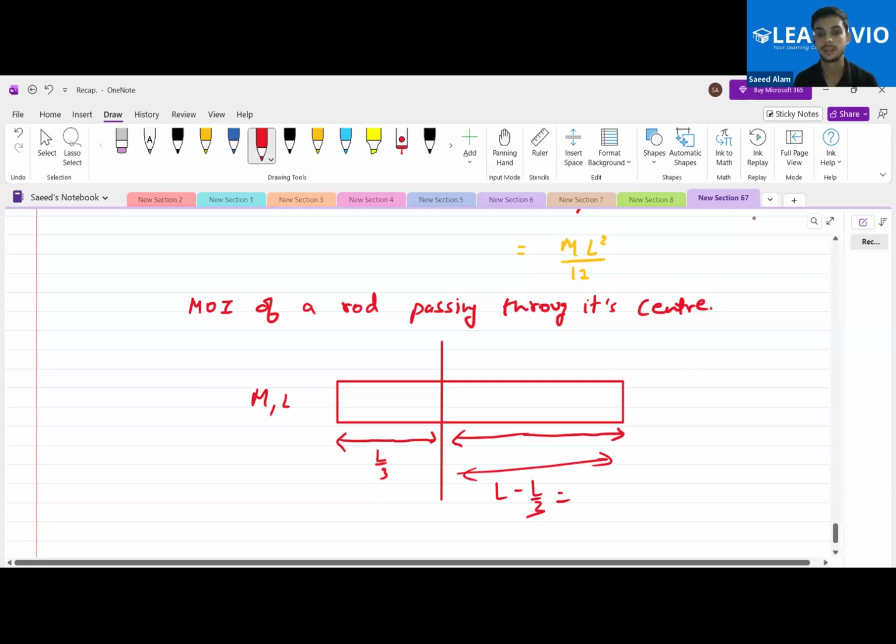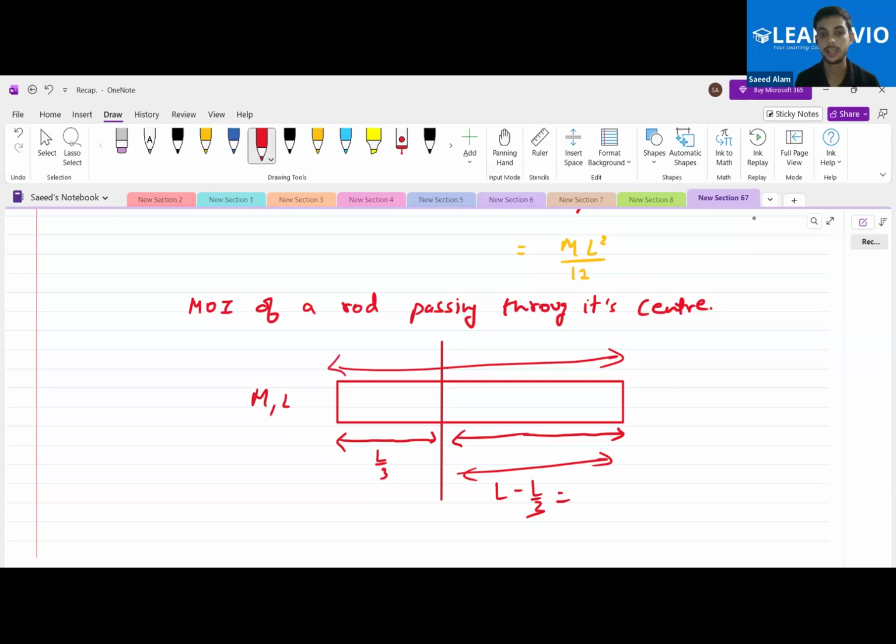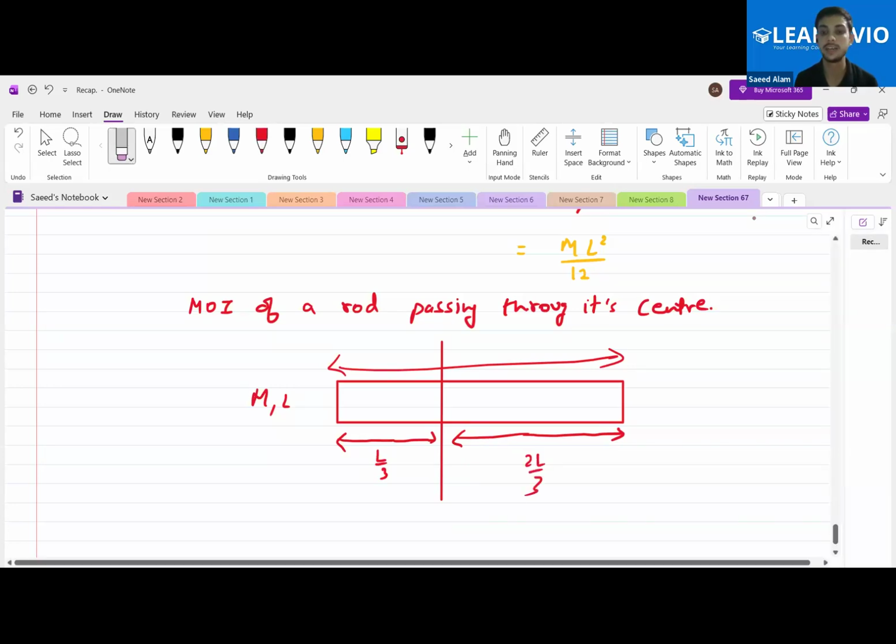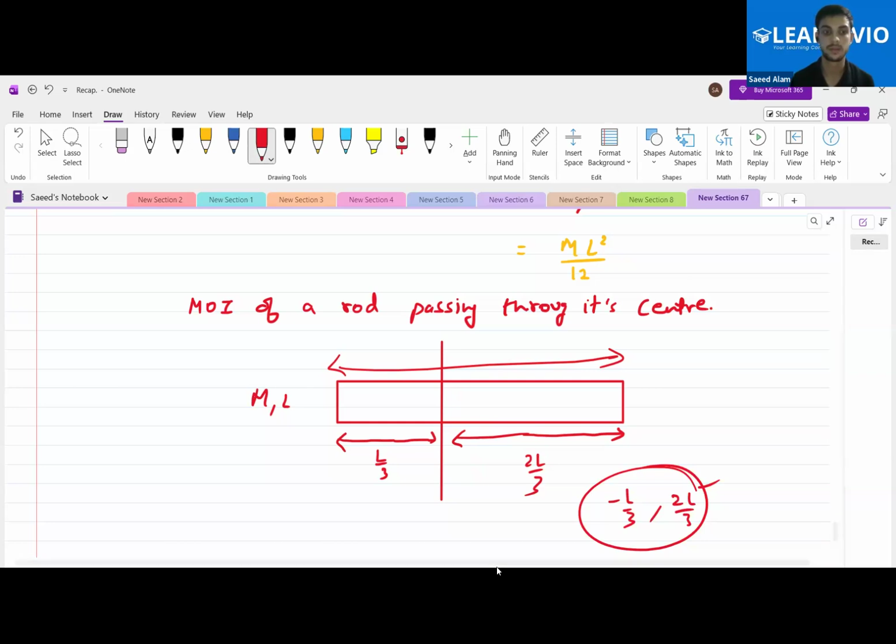Yes or no? If the whole length was L, just reduce the L by 3 from it, you will get 2L by 3. Now this time you need to integrate it from minus of L by 3 to 2L by 3. Yes or no? Yes, sir. Okay, so this is something that you must know about the moment of inertia about different axes.